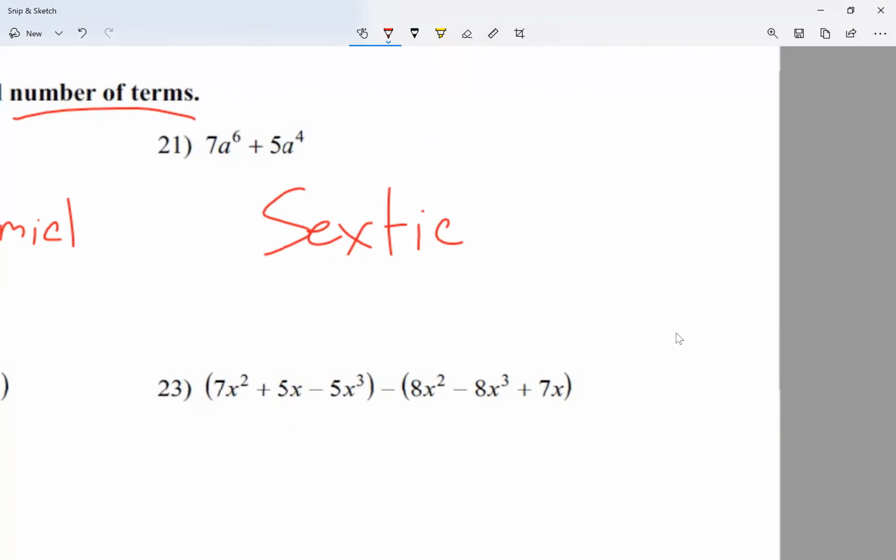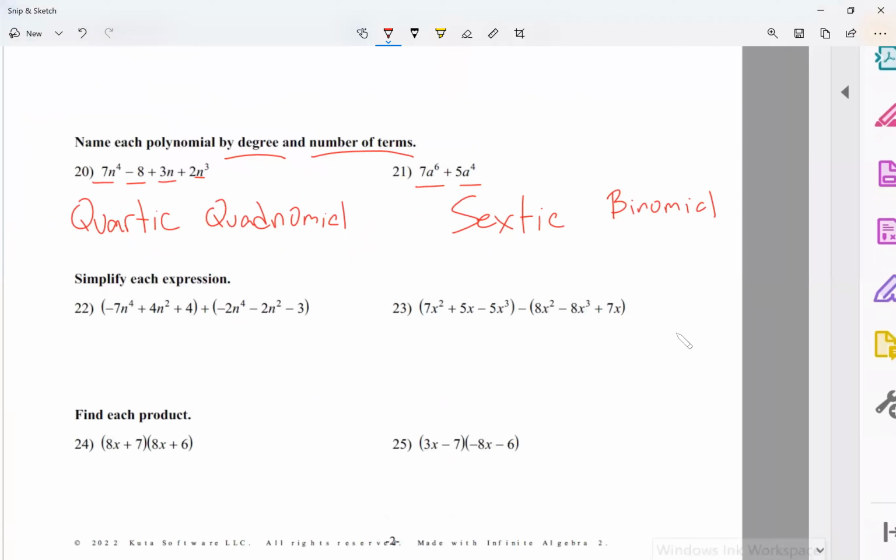Now, based on the number of terms, there's 2 terms. Remember, on Monday I said terms are those things separated with a plus or minus. So there's 2 of them. So we call that binomial. If you need to see our lecture from Monday, go ahead and watch the lecture from Monday.